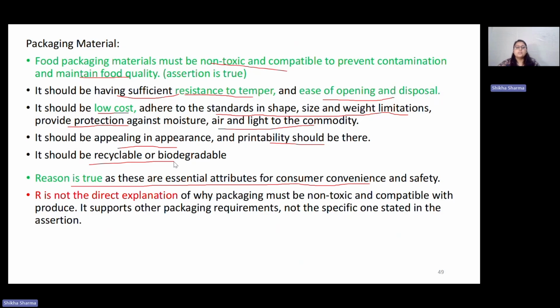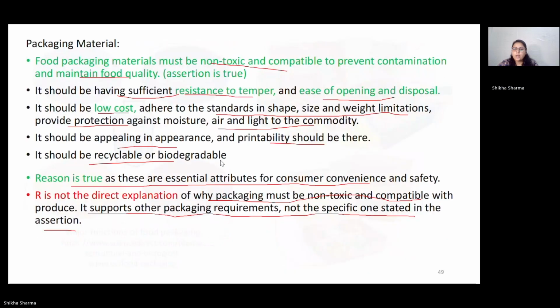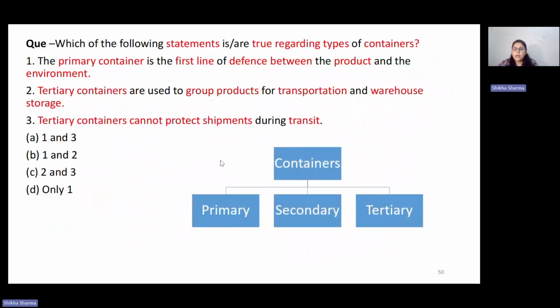But the reason is actually not the direct explanation of the assertion of why the packaging must be non-toxic and compatible with the produce. It supports other packaging requirements, not the specific one stated in the assertion. So both are true, but the reason is not correctly explaining the assertion.